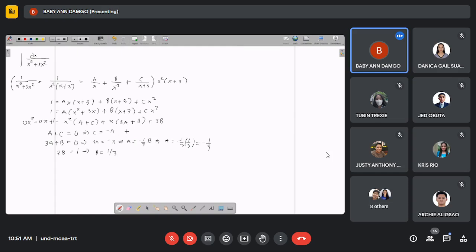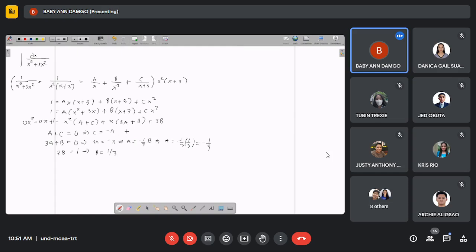Okay, so since the power is negative, plus we have 1 over 9 times the integration of dx over x plus 3. This is ln absolute value of x plus 3 plus c, because when we let u be equal to x plus 3, the du is dx. So apply the substitution. So we have integration of du over u is ln absolute value of u plus c. And then substitute the u, which is x plus 3.